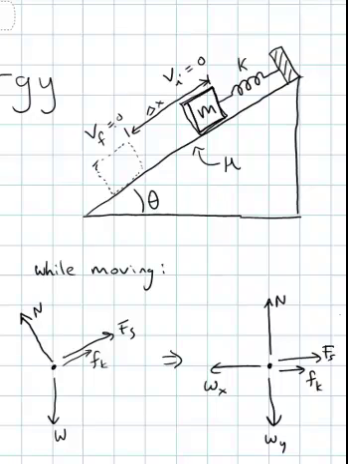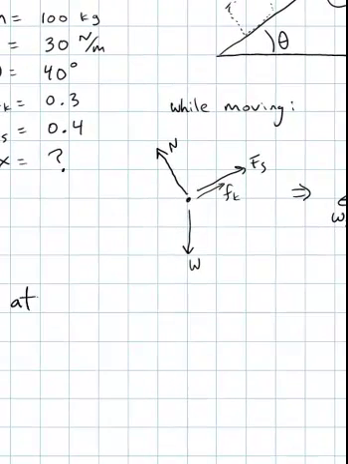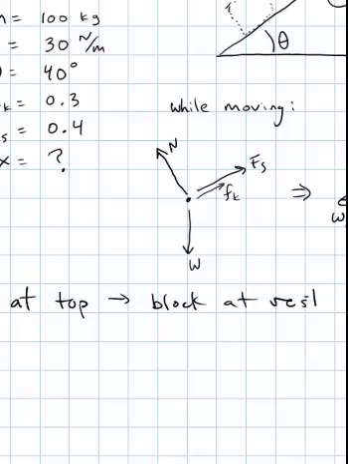So the first thing we want to check before we get going solving this problem, I'm assuming this block is actually going to start moving and go down the hill, otherwise the problem will be finished very quickly. But let's make sure it goes down the incline when we let go of it. So let's start at rest at the top. Block's at rest, and what we want to do is see if it actually starts moving.